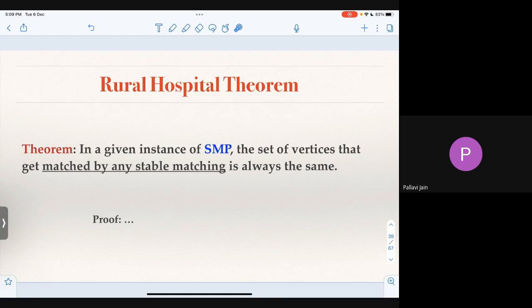And that's the genesis of this name, rural hospital theorem. Meaning, if in one stable matching they go understaffed, they will be understaffed under every stable matching. And not only will they be understaffed, they will get the exact same set of assignments. So we will be proving this only in case of the one-to-one scenario.